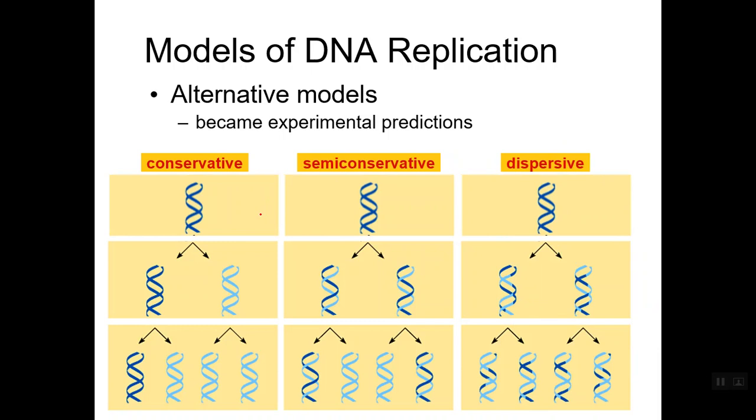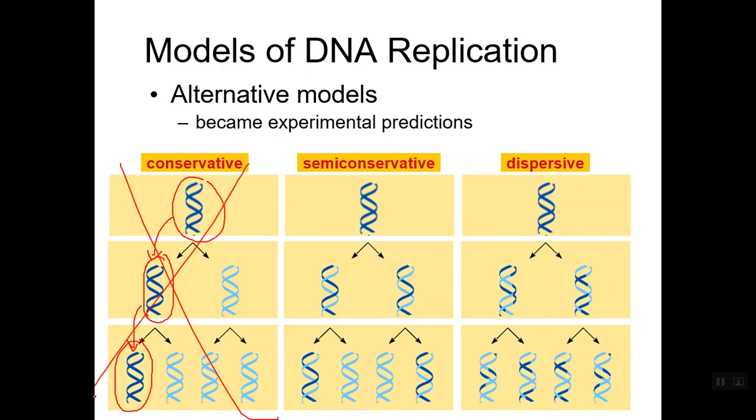So these were some of the models that they looked at. Conservative replication would have been that the original DNA molecule was conserved. It was kept the entire time. So every time it made a copy, you would keep the entire original DNA strand, the double helix, intact. That's not the way it works, right? They were able to eliminate that pretty quickly as an explanation.